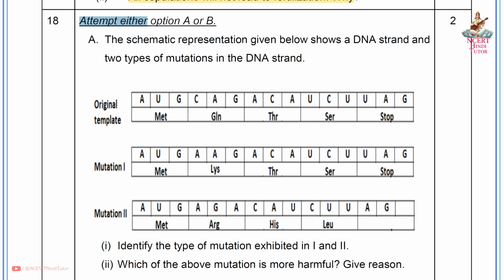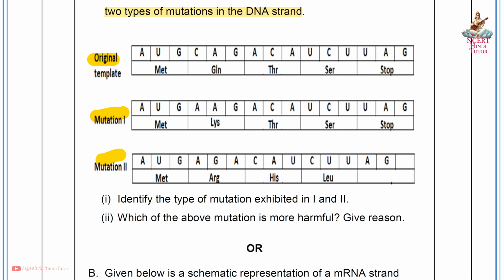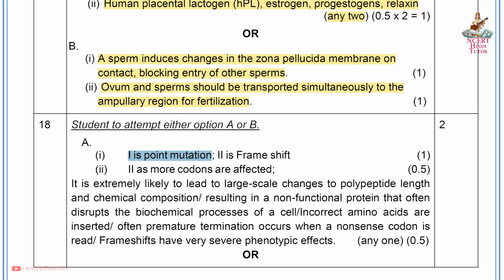Question 18. Attempt either option A or B. A. The schematic representation given below shows the DNA strand and two types of mutations in the DNA strand. Original template, mutation 1, mutation 2. First, identify the type of mutation exhibited in first and second. Answer. First is point mutation, second is frame shift.